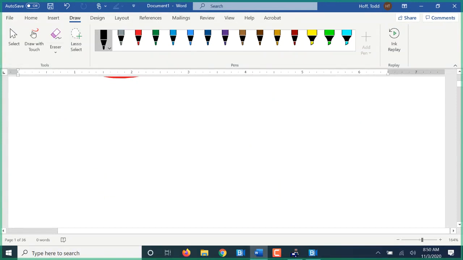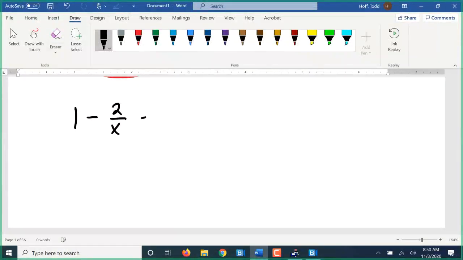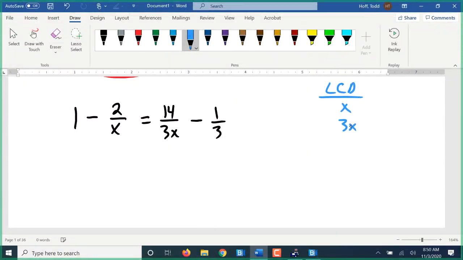For example, we might run into an equation like this. One minus 2 over x equals 14 over 3x minus 1/3. Of course, you'll notice that the variables are in those denominators. So we're trying to find those least common denominators. We have denominators of x, 3x, and 3.